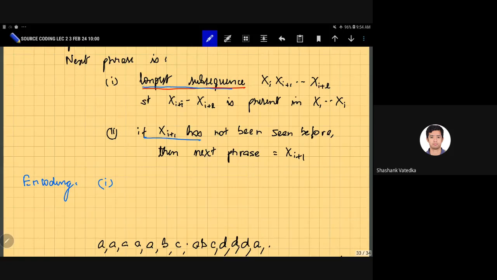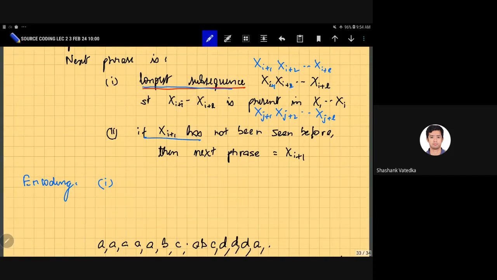So maybe x_{i+1}, x_{i+2}, so it should be plus 1, plus 2, and so on, x_{i+L} matches with x_{j+1}, x_{j+2}, up to x_{j+L}, where j is something which is less than i.